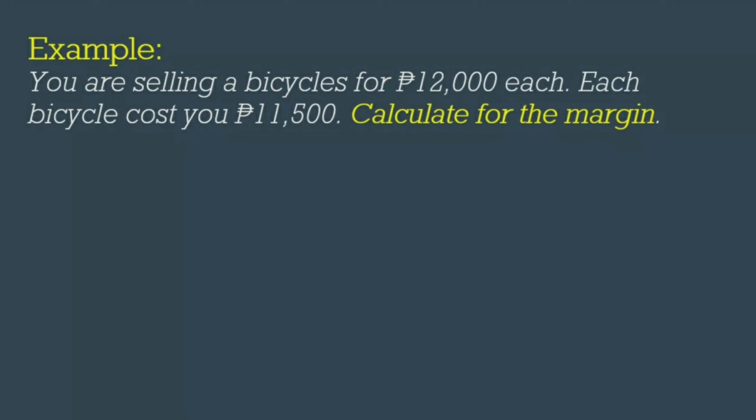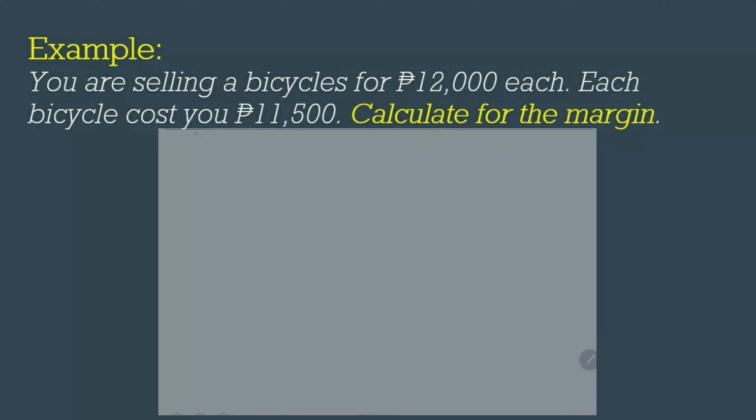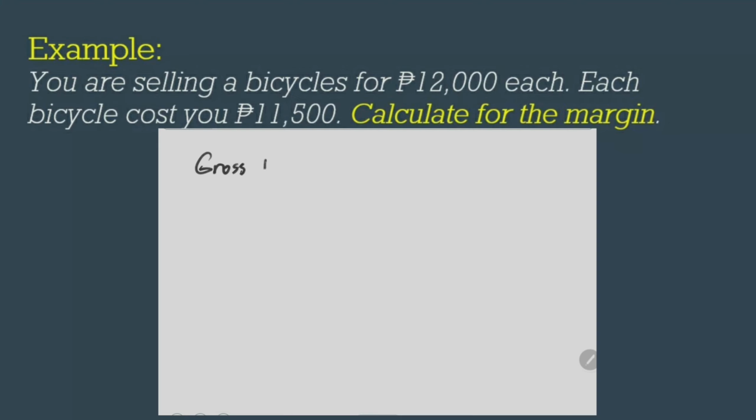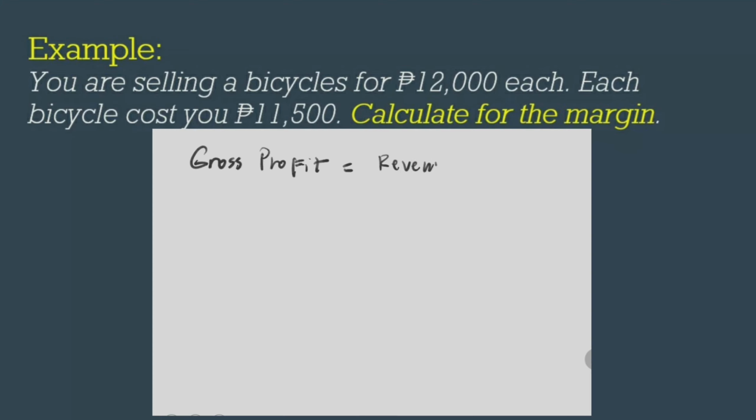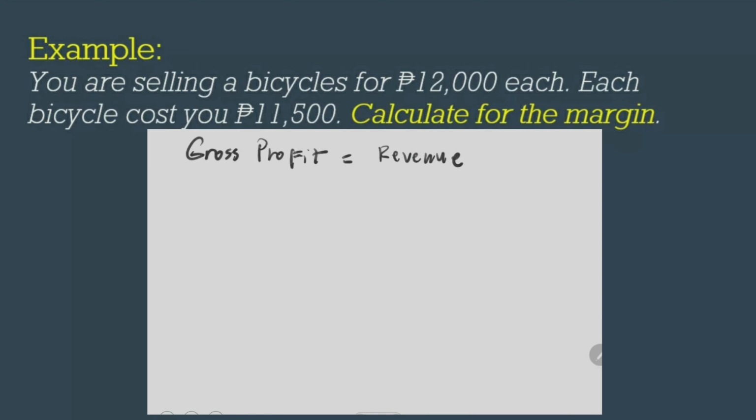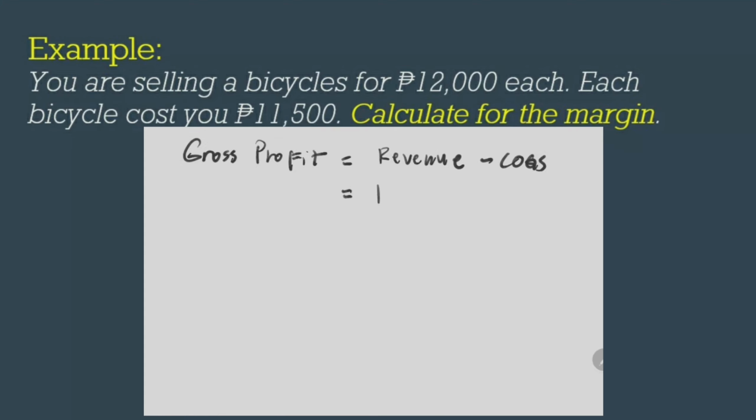Example, you are selling bicycles for 12,000 pesos each. Each bicycle costs you 11,500. Calculate for the margin. Ang una natin gagawin is kukunin natin yung gross profit. So para makuha yung gross profit, we have to subtract the COGS, which is the cost of the goods sold, from the revenue. So substitute lang natin yung mga value nila. 12,000 pesos minus the COGS, which is 11,500, is equal to 500 pesos.